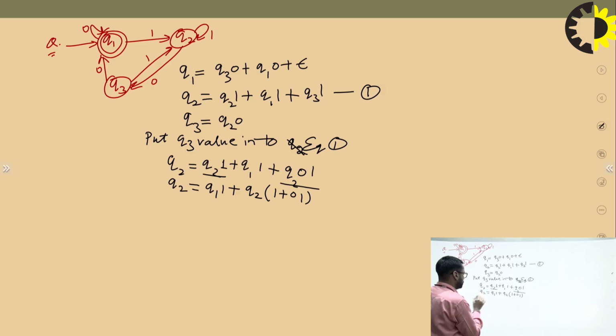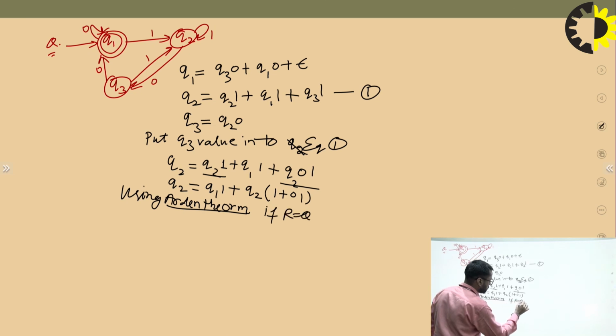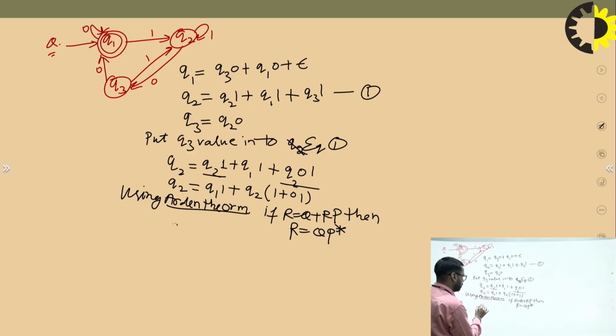Using Arden's theorem, as we already discussed, it is very important to write down what we are using in these questions. In this question we use Arden's theorem, and we also write the mathematical expression used in it. Using Arden's theorem, if R equals Q plus RP, then R equals QP star. It is mandatory to write down. Q2 will be Q1 1 (1 plus 0 1) star.